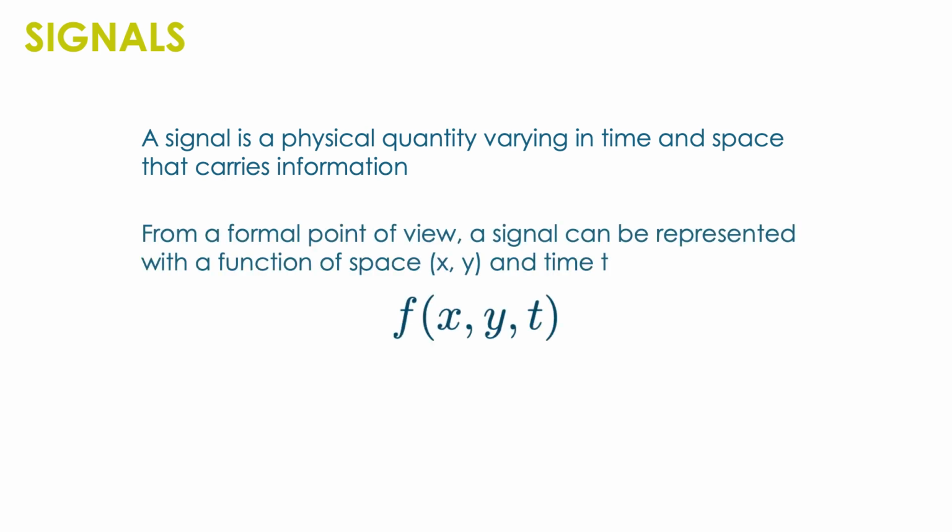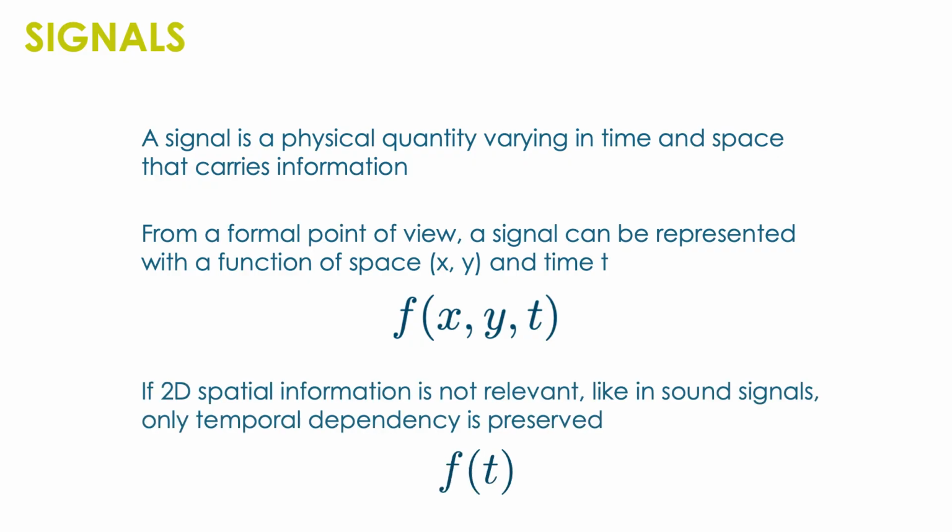But let's go back to the signal. What's a signal? A signal is a physical quantity that varies over time and space to carry information. From the mathematical point of view, a signal is nothing more than a function which is dependent on three variables, x, y, and t, where x and y represent the space and t the time. So the signal is a quantity that is dependent on space and time.